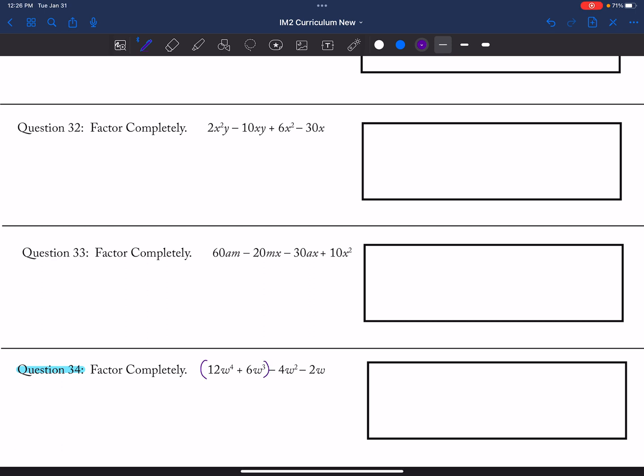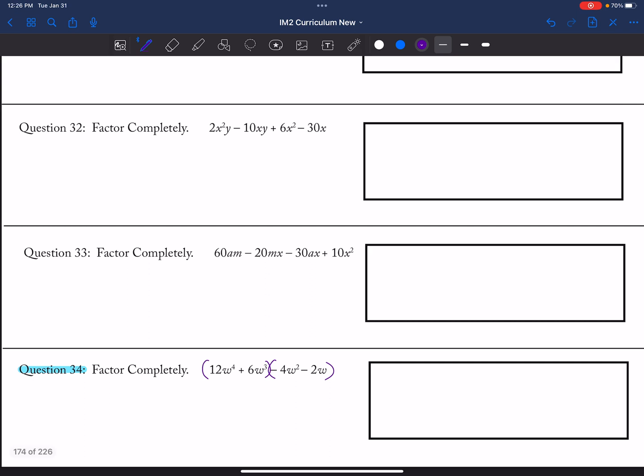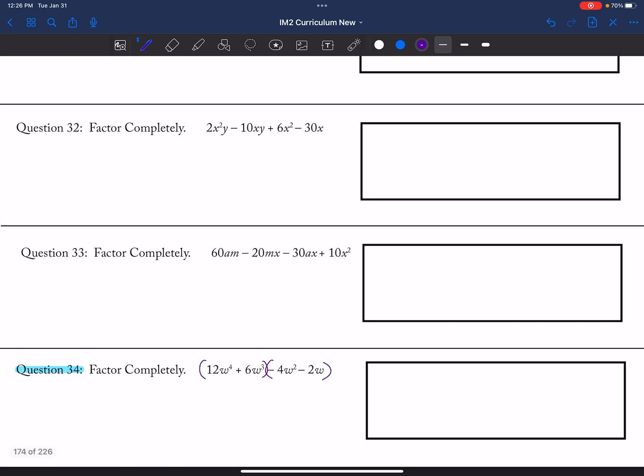And then the last one here, everybody's got a w. Let's see if I can group these and see if something happens. That's nice. So I can factor out a 6w cubed, and I'm left with a 2w plus 1. And then factor out a minus 2w, and I'm left with a 2w plus 1. And what's in common between these two terms is a 2w plus 1. So I have 2w plus 1, and then a 6w cubed minus 2w.